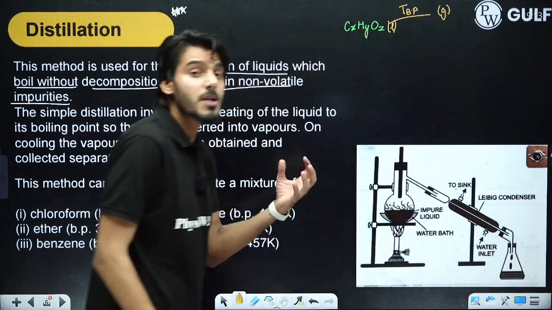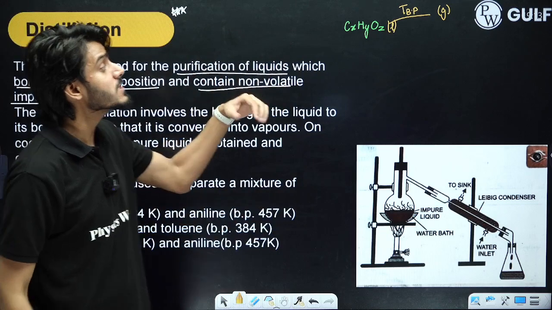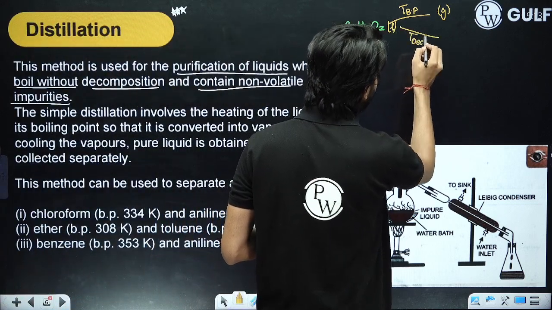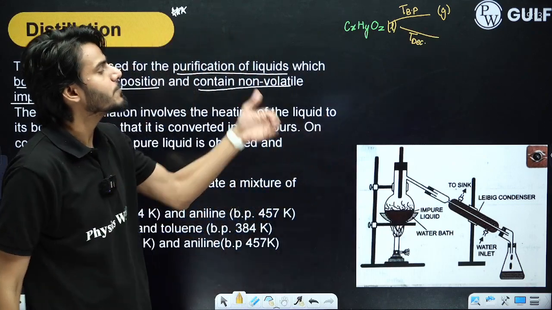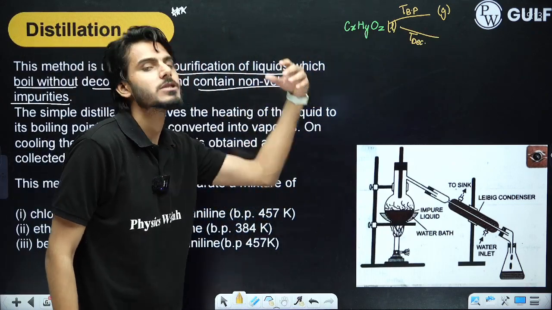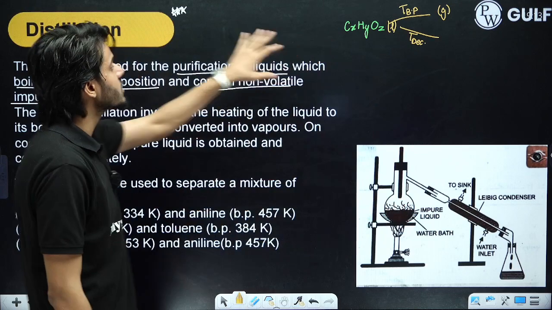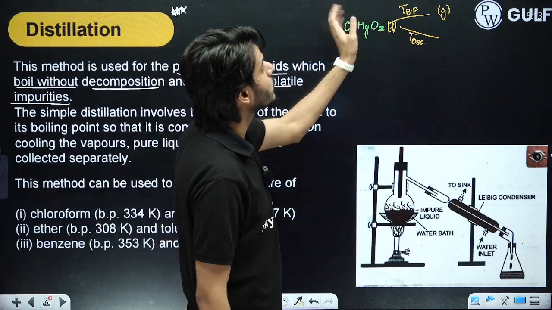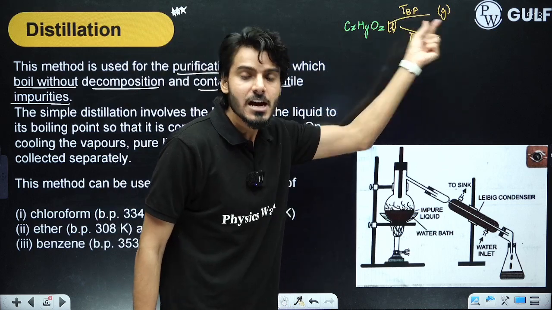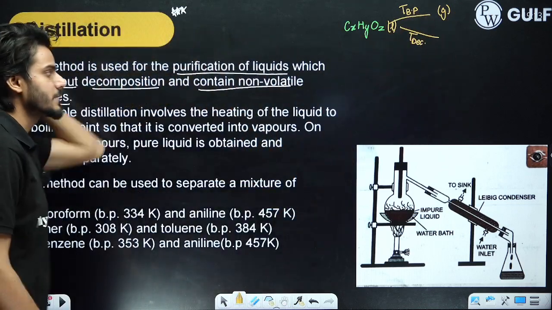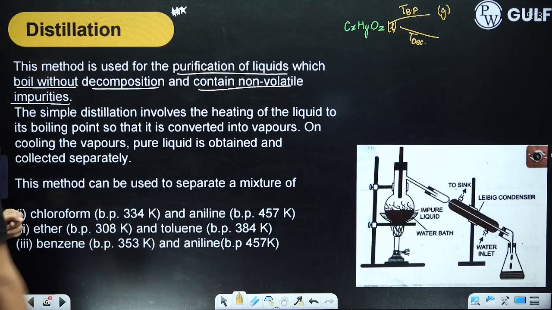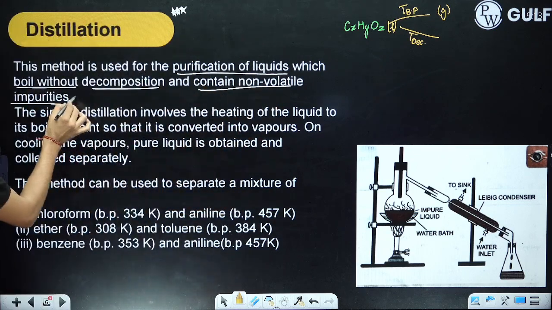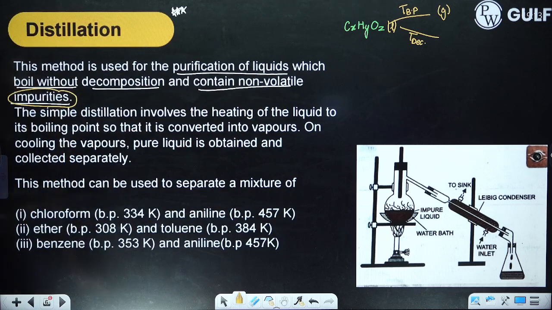But there is a temperature at which the substance decomposes, which means it is not going to be vaporized, but it will decompose into two or more substances. So distillation can be used for those organic compounds which will not decompose first; they will convert themselves into the gaseous state at their boiling point, guys. The method is used for the purification of liquids which boil without decomposition and contain non-volatile impurities. Very, very important.